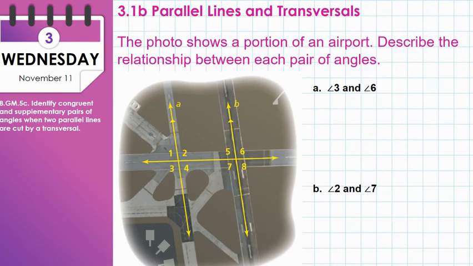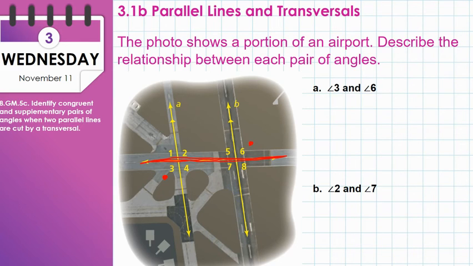So in our next example, we have a photo of an airport. We're going to look at the relationships of the angles based on the photo. So angle 3 and angle 6. Angle 3 is here. Angle 6 is here. We have two angles, both on the exterior, but since they are not on the same side of the transversal, they alternate sides, we have alternate exterior angles.